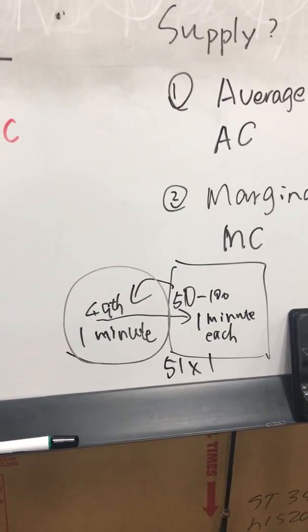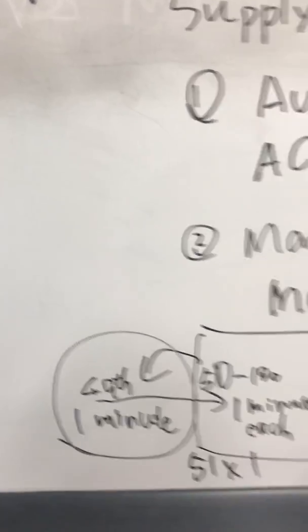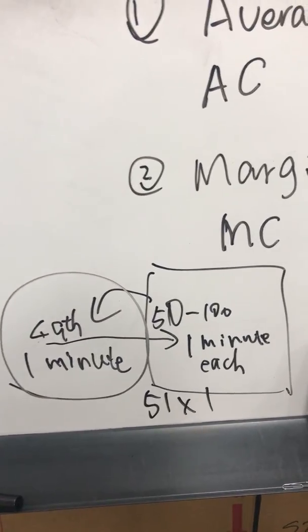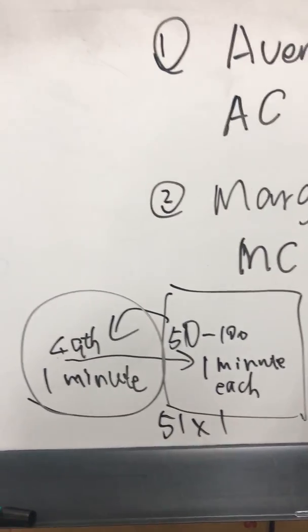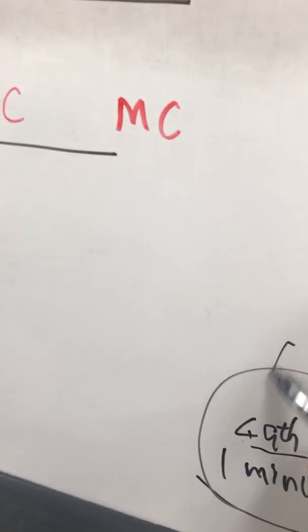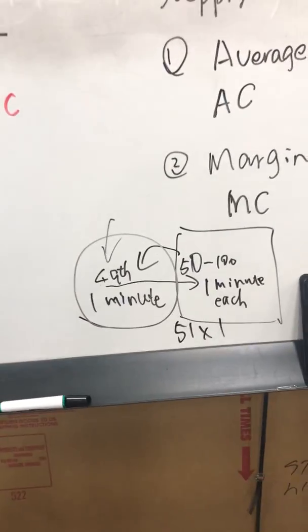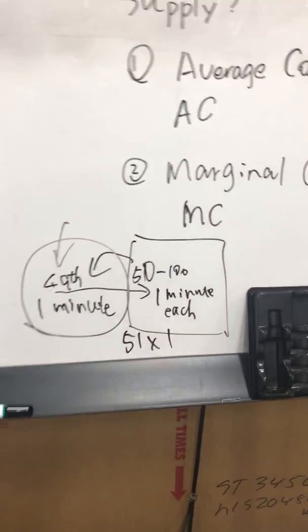So the answer is the average delay for the rest of the 50 guys is 1 minute each. That's average, right? 1 minute each. But what is the marginal delay caused by this? What does it mean? Let's remember the meaning of marginal.